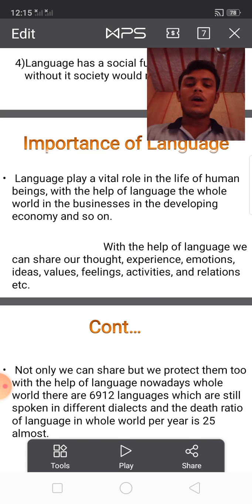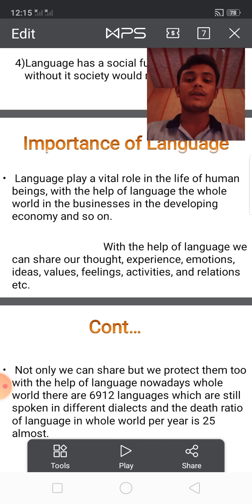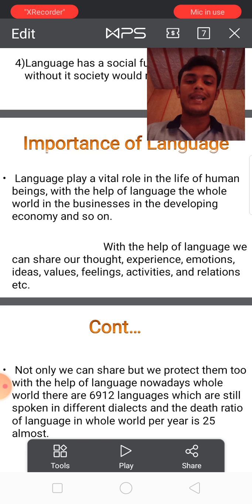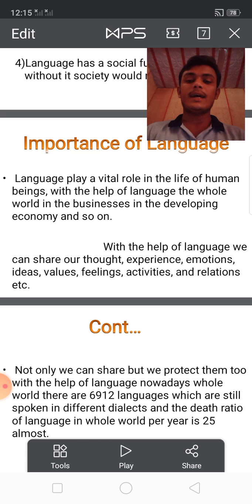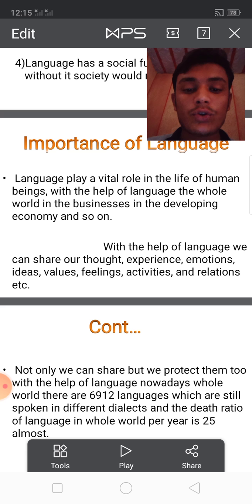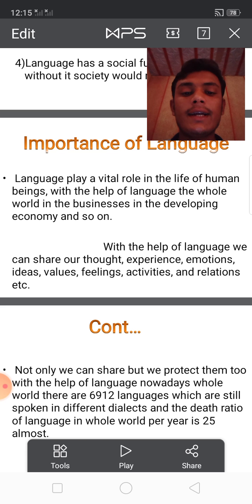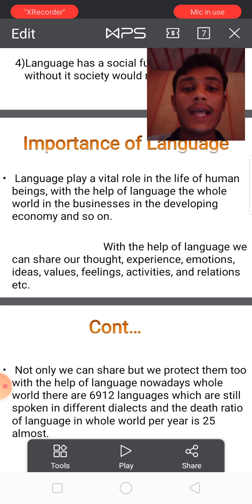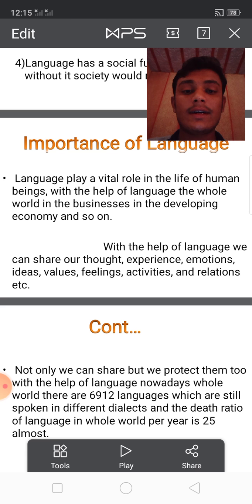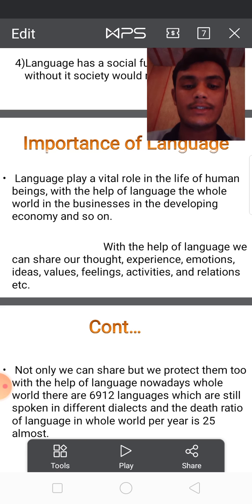Number 2, with the help of language, we can share our thoughts, experiences, emotions, ideas, values, feelings, activities, and relations, and thinking capacity, etc. Through language we can share our experience. A teacher has experience, he has language, and he delivers his lecture in the class. If he has good language, he will be a good lecturer or teacher.